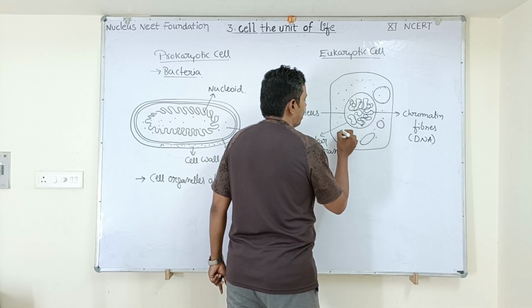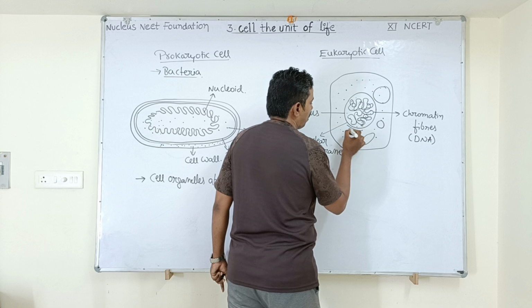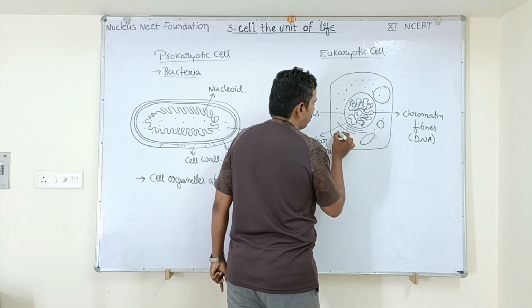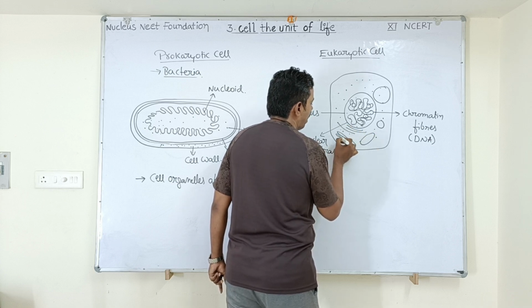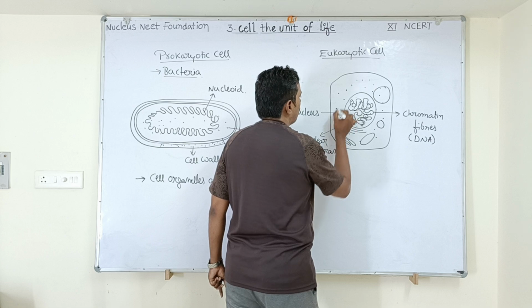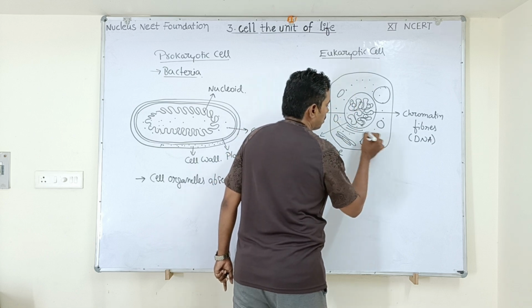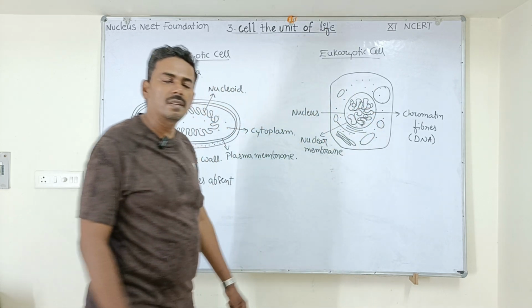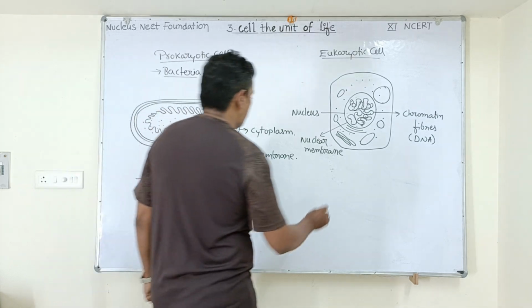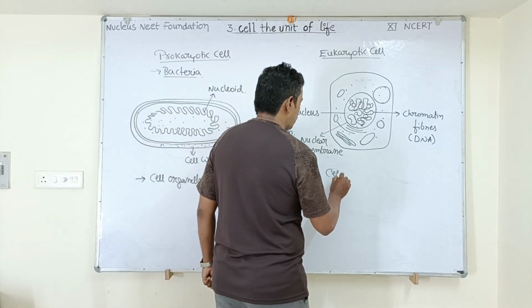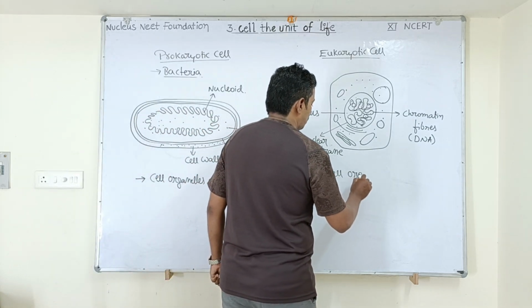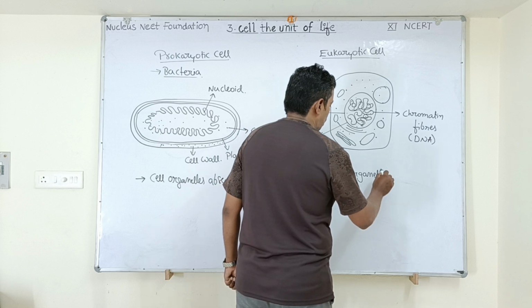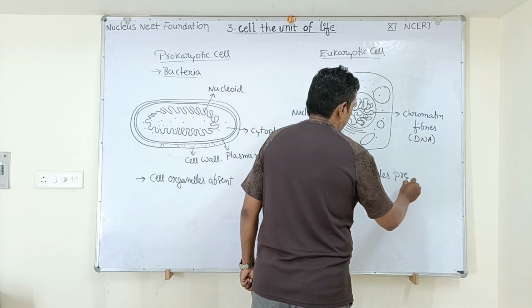Okay. Next, endoplasmic reticulum, Golgi complex. Like this, different types of cell organelles are present in the eukaryotic cell. Cell organelles are present. This is another difference.